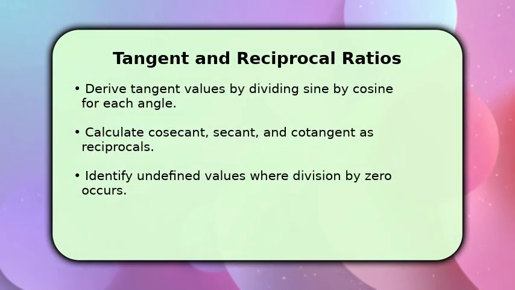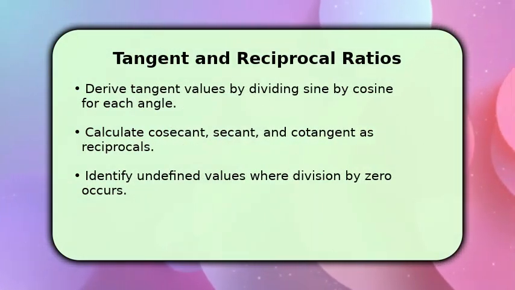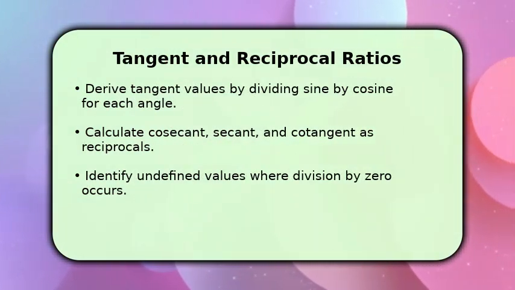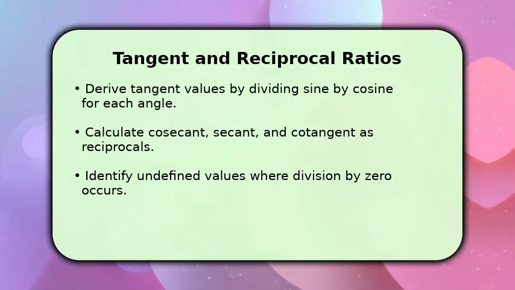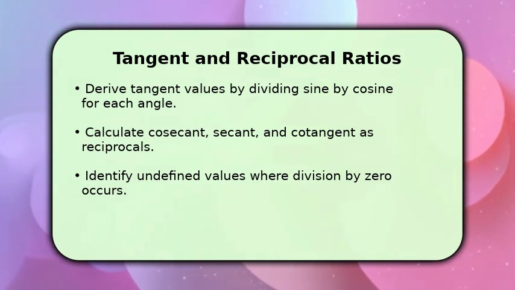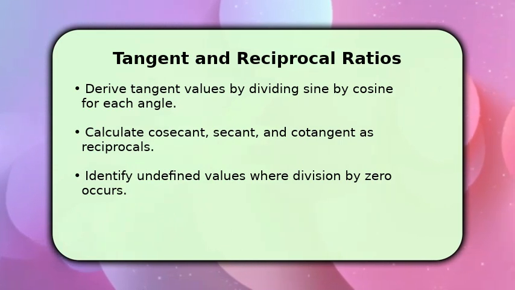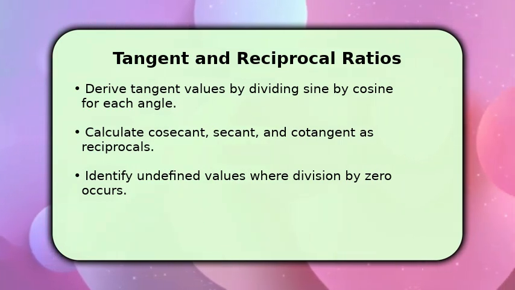Now let's tackle tangent and the reciprocal ratios. Once you have sine and cosine, finding tangent is straightforward. Simply divide the sine value by the cosine value for each angle. Remember, tangent is undefined when cosine is 0.